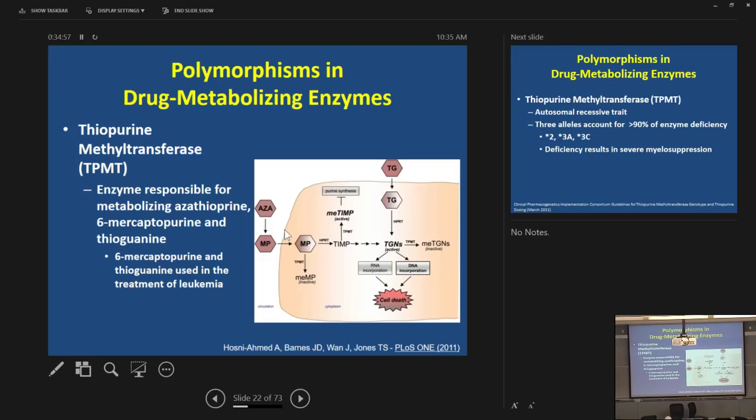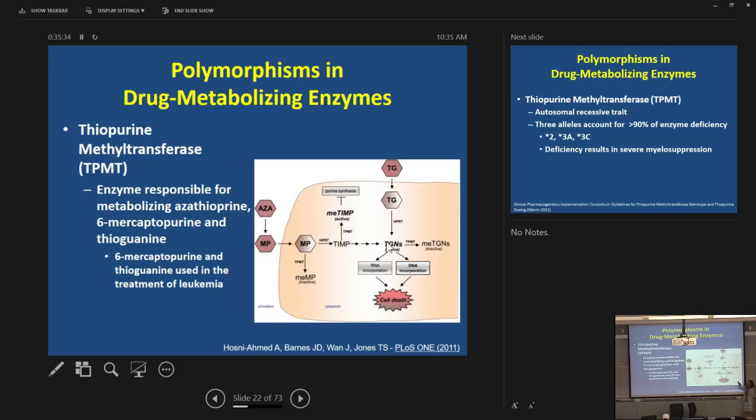Okay, so this just goes through where TPMT plays a part. Azathioprine is a prodrug that gets metabolized into 6-mercaptopurine. Then 6-mercaptopurine gets incorporated into the cell and converted into thioguanine nucleotides. Just like any other antimetabolite, these thioguanine nucleotides get converted from monophosphate to triphosphates and then get incorporated into DNA and RNA. So they work like most of our antimetabolites.